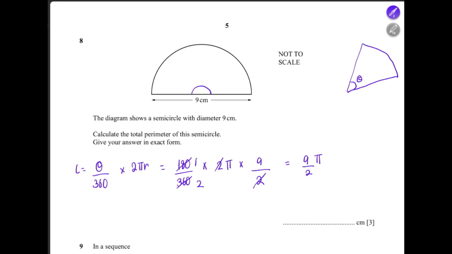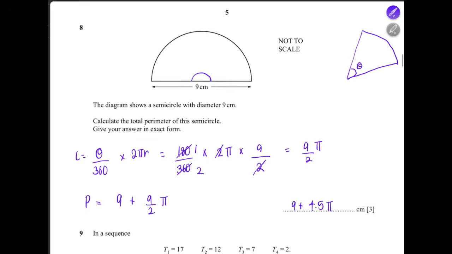That's your length. But you need to find the perimeter. Perimeter equals 9 plus 9 by 2 pi. So you can write this as 9 plus 4.5 pi, since 9 by 2 is 4.5.